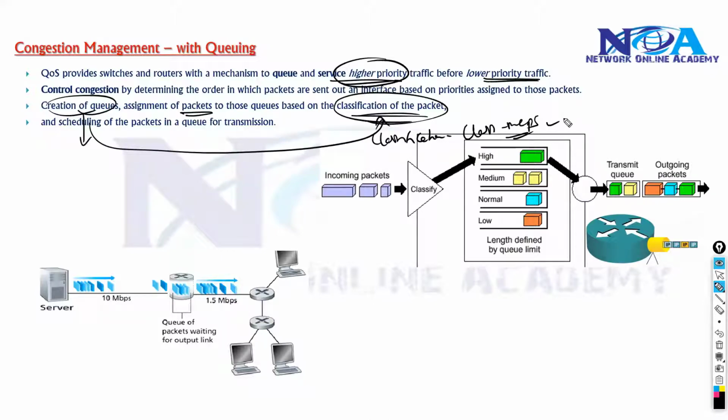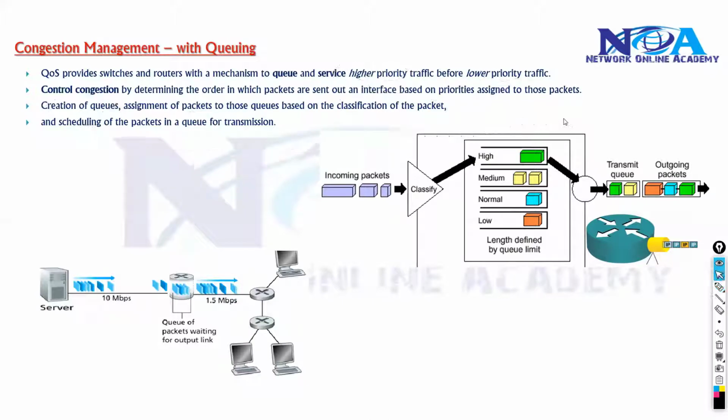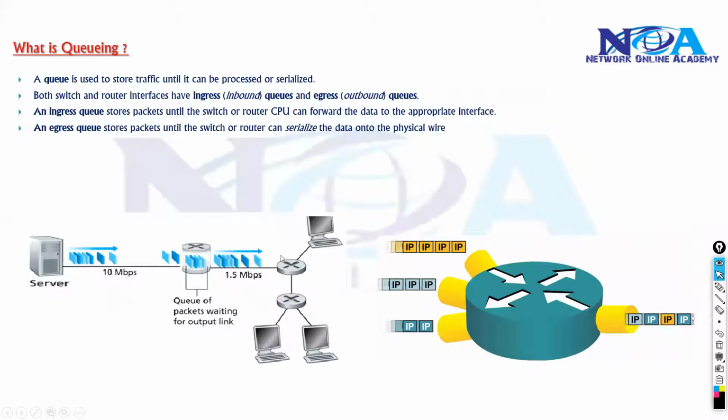Specify the traffic in different class maps, and then we'll be scheduling those packets, how exactly they will be forwarding the traffic here. So what is queuing? The same thing here. A queue is used to store your traffic until it is processed or serialized.